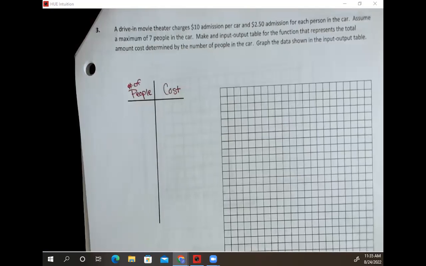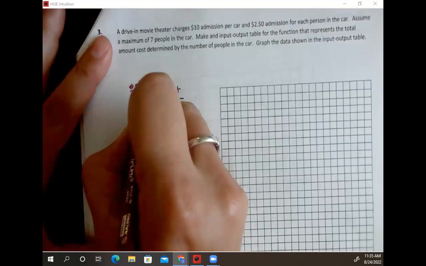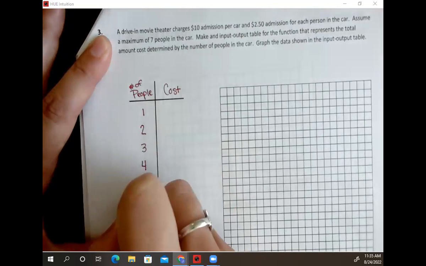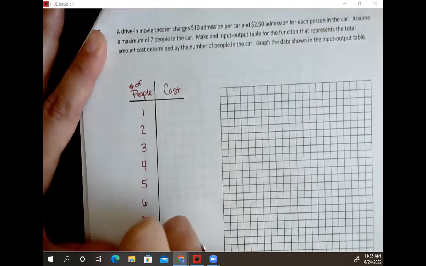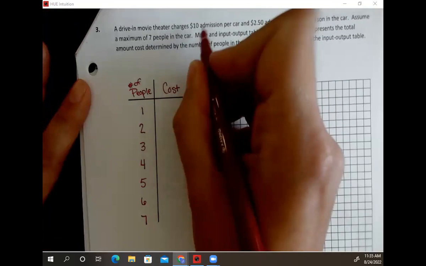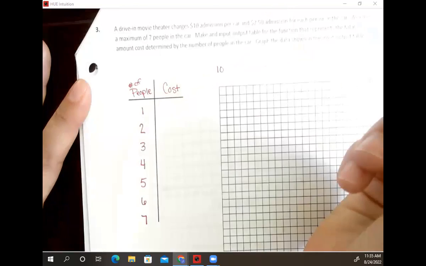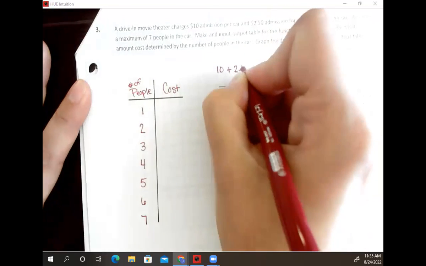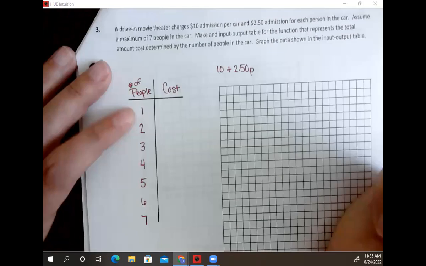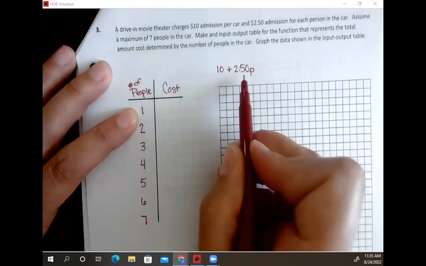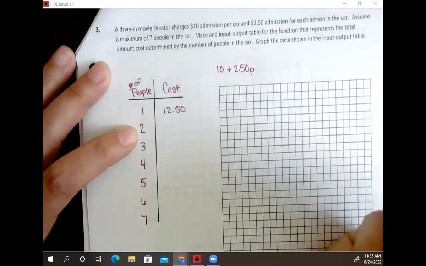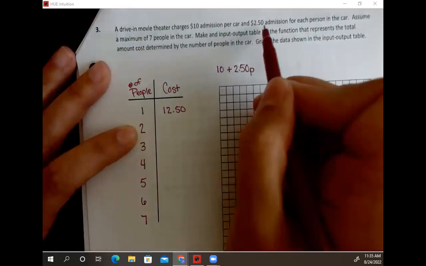Somebody's got to be in the car to go see the movie, right? Okay, so I want whole numbers 1 through 7 here. It told me the most people I could have in the car was 7, so that's why we want to stop at 7. And then it says it's a $10 admission for the car and $2.50 for every person in the car. So if I only have one person in the car, that'd be 10 plus $2.50. So $12.50 there. And then for every person I add another $2.50.